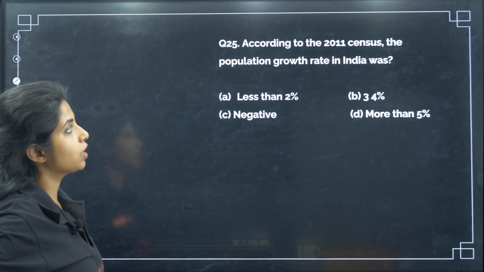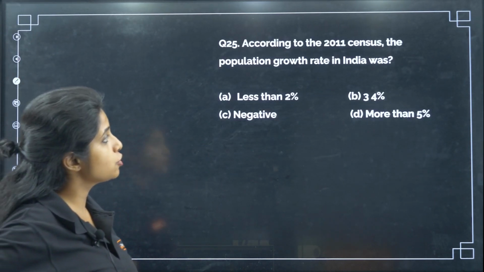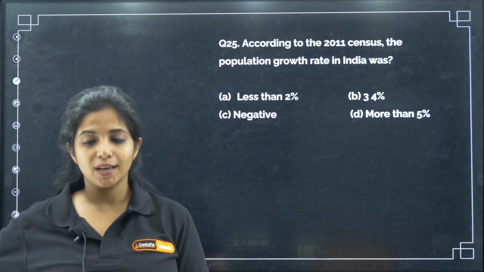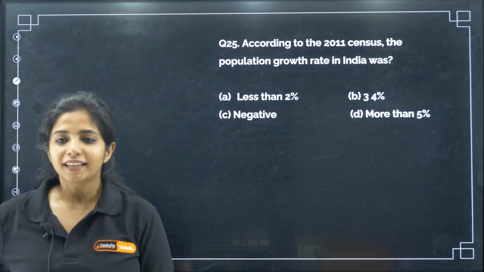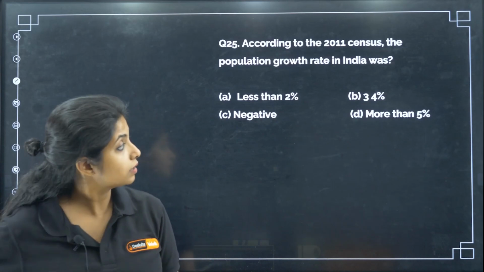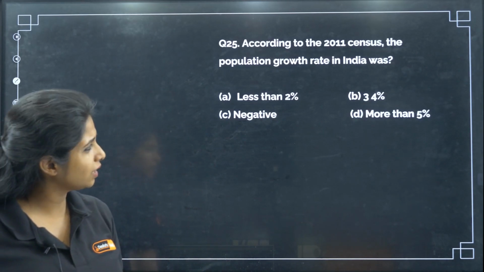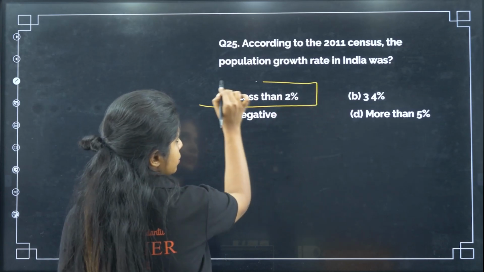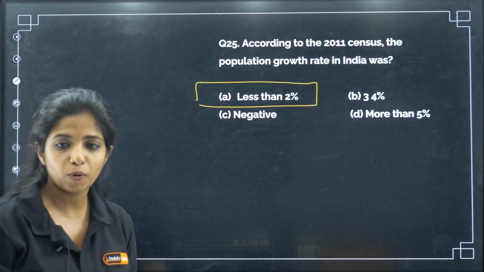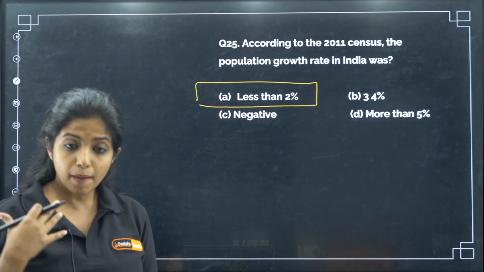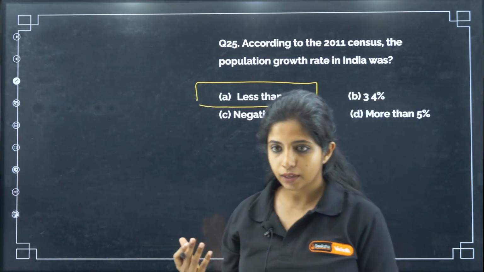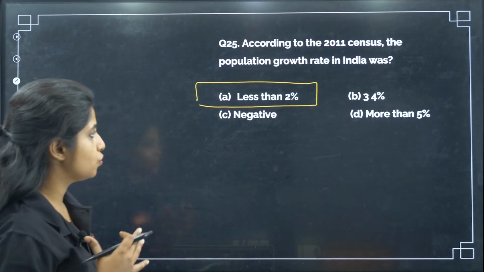Now, 25th question. According to 2011 census, the population growth in India was what? Less than 2%, 3.34%, sorry, negative, and more than 5%. What is the answer? It was less than 2%. The population growth in India was less than 2%. Why? Because of the bad infrastructural facilities which were available and things like that. Okay, which is why it was less than 2%.